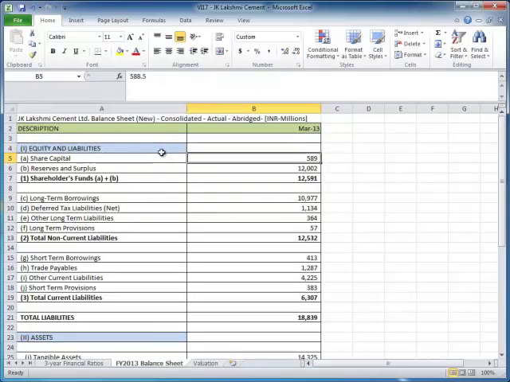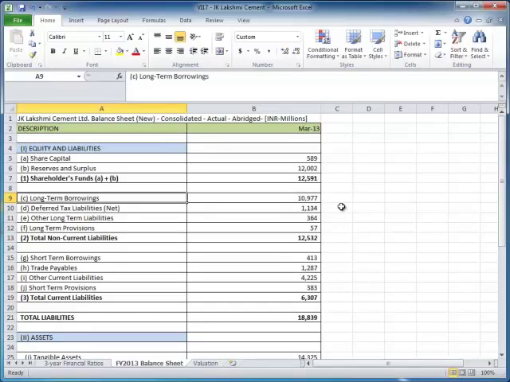So the company's share capital, 589, and then we have the reserves and surplus of 12,002. So this gives us total shareholders' funds of 12,591. Okay, so this is kind of the total value of the equity, right? Because this would be the assets minus the liabilities. So that's the equity. Let's now move on to liabilities, and we'll split this up into non-current and current liabilities.